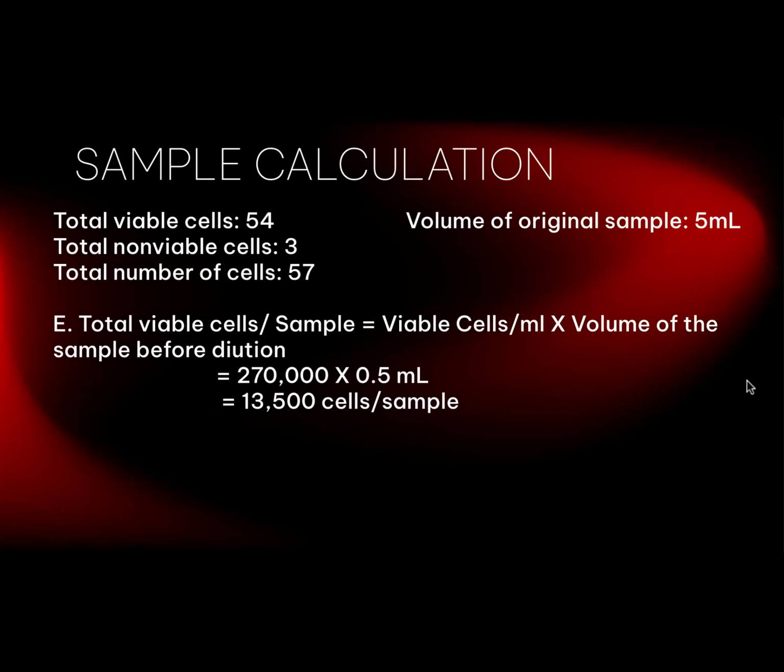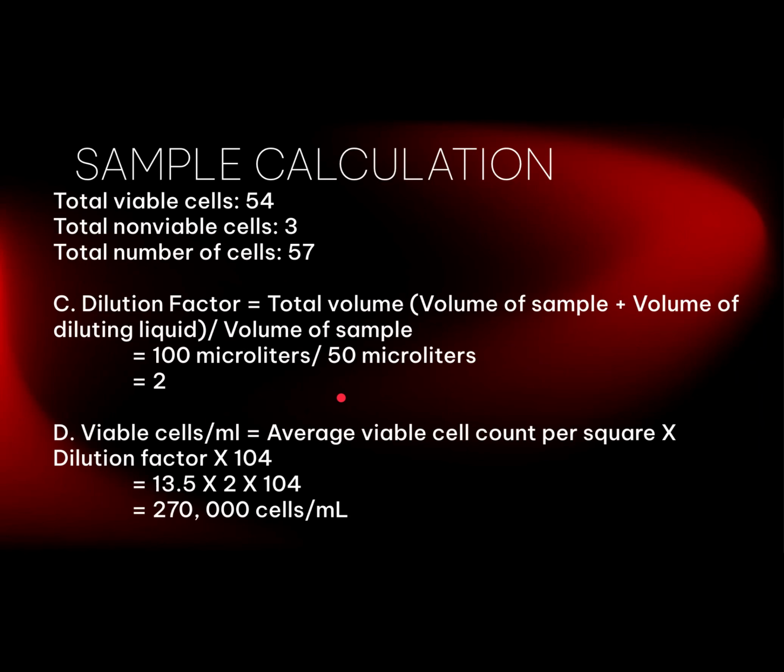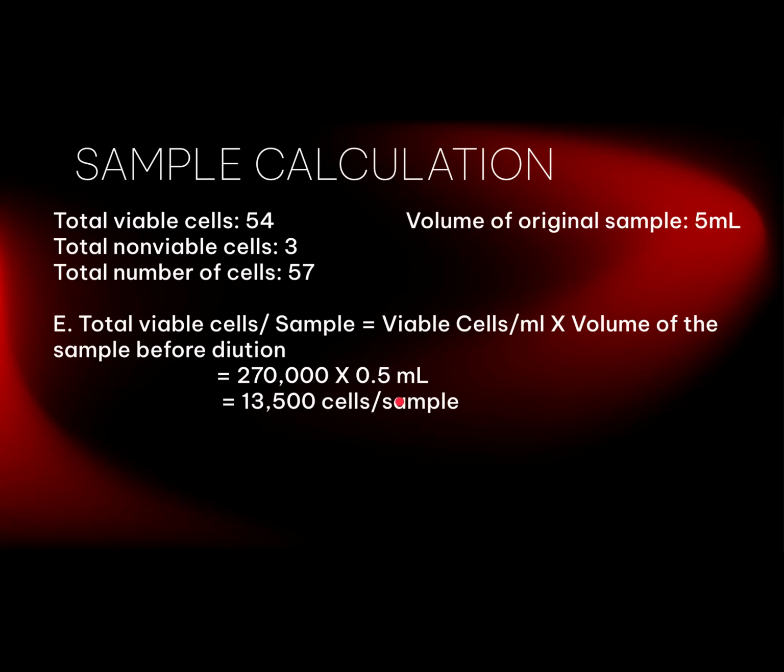Lastly, we have the total viable cells per sample. It is equal to viable cells per milliliter times the volume of sample before dilution. So 270,000 times, as I said earlier, our sample volume is 50 microliters. If we convert that into milliliters, we get 0.05 mL. Therefore, 270,000 times 0.05 mL gives us 13,500 cells per sample. That ends the first part of our discussion.